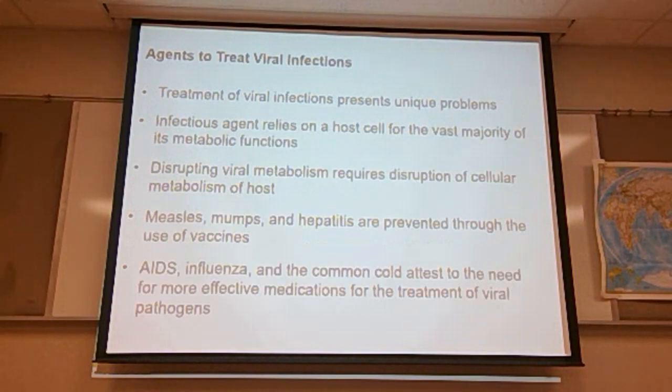Antivirals. Treating viruses presents some very unique problems. Number one, the agent is going to rely on a host cell for most of its metabolic function. To disrupt those metabolic functions requires disrupting the cellular metabolism of the host. In most cases, treatment of a virus is best done by preventing the virus. Measles, mumps, and hepatitis are all prevented through the use of vaccines. So when it comes to viruses, it is better to never get it, which is actually true of everything, but viruses specifically, it is better to prevent it than try to treat it.